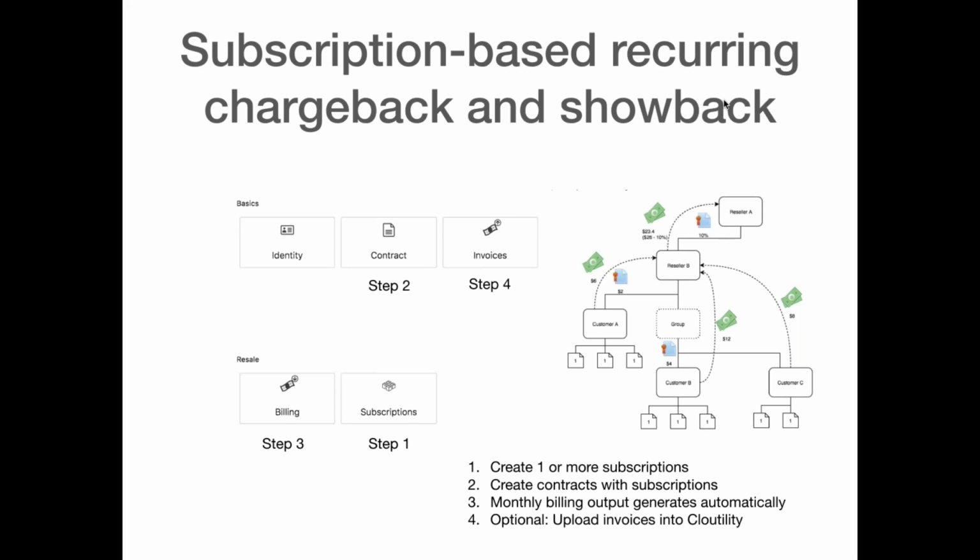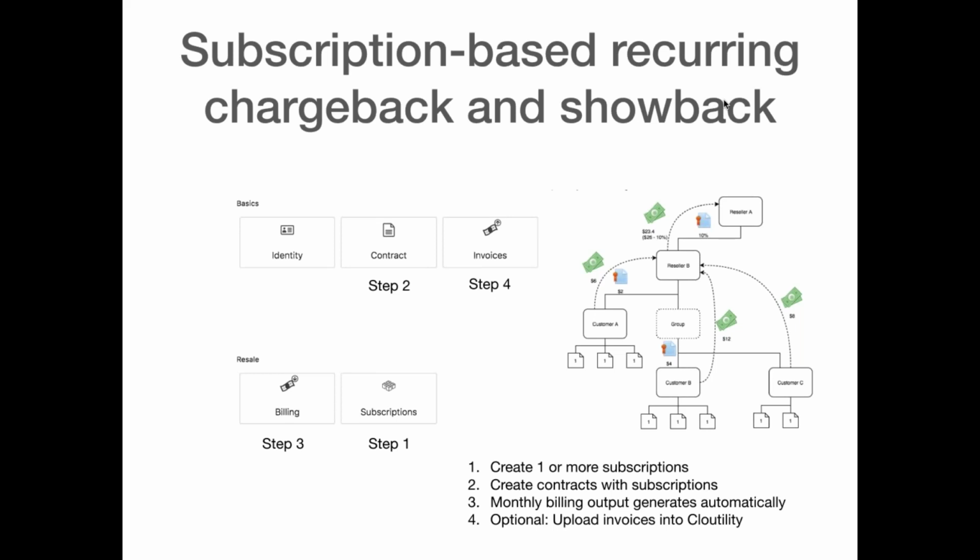And as you see in this diagram, there are 4 steps in the creation of automated billing. First of all, you need to create 1 or more subscriptions with the pricing definitions that match your business. Now for each of your tenants, you will create a contract and activate the subscriptions needed to invoice the different tenants. And now a monthly billing output is automatically generated on a certain day.